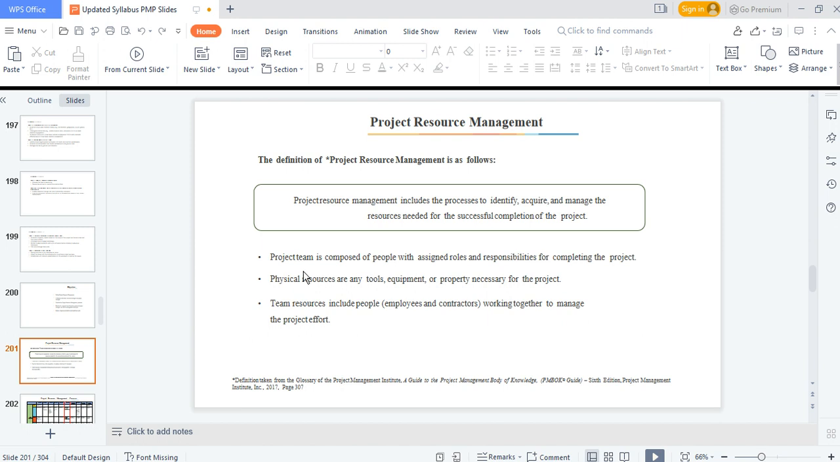Right? So team, physical resources. At times you will need tools. At times you will need equipment. At times even property, physical property, houses, right? Clothes, shoes, safety wears, different kinds of things that you're going to need as physical resources. At times you also need team resources, right? Includes people, contractors, all of them working to manage the project effort.